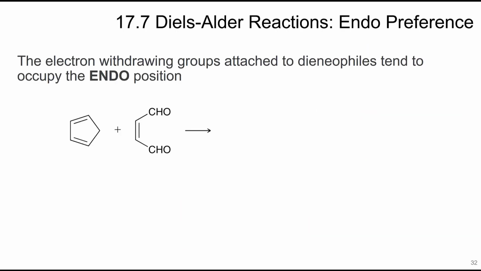Diels-Alders can also have endo preferences, and that is just talking about how the dienophile is approaching, and it tends to do so from the endo position. If I draw my electrons here, okay, so the way that I'm going to draw this is a little bit different than you're used to seeing. There's that. This is the new bond that was created. And this is the bridgehead. That's the new alkene. The CHO groups, or these aldehydes here, are sticking down. This is the endo major product.